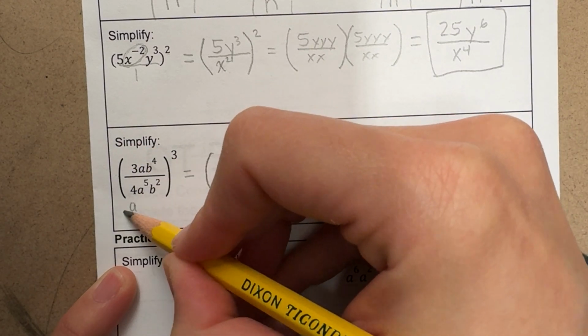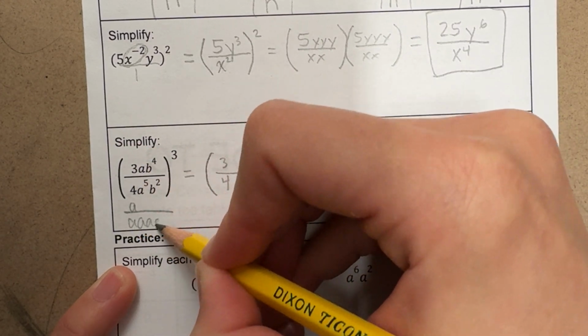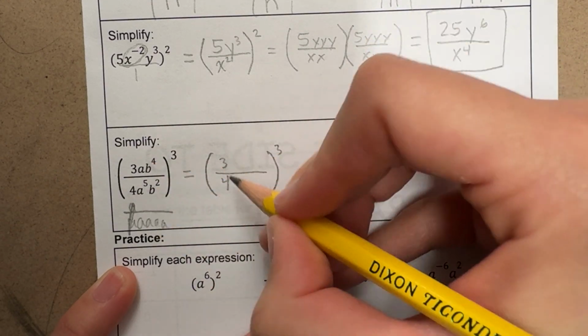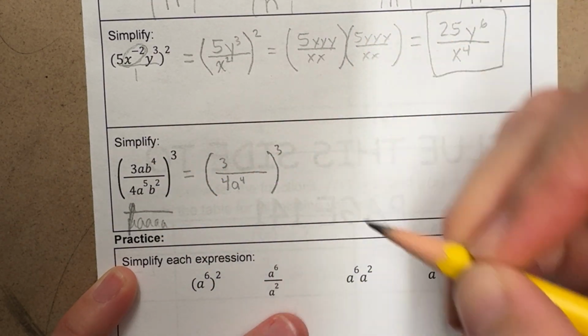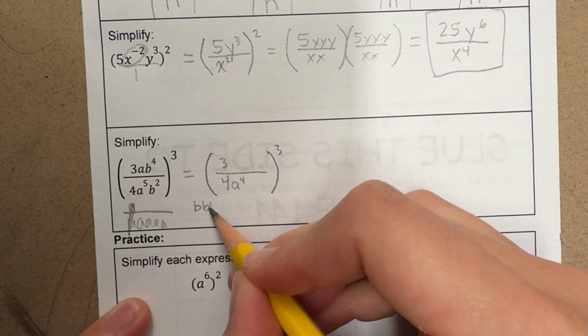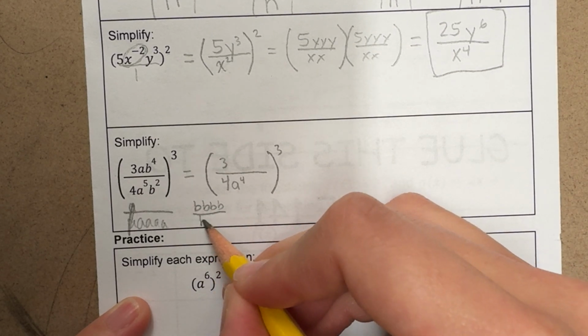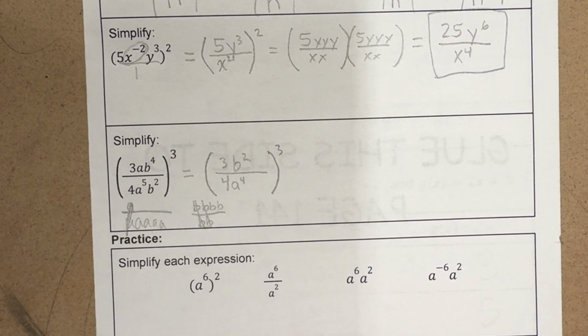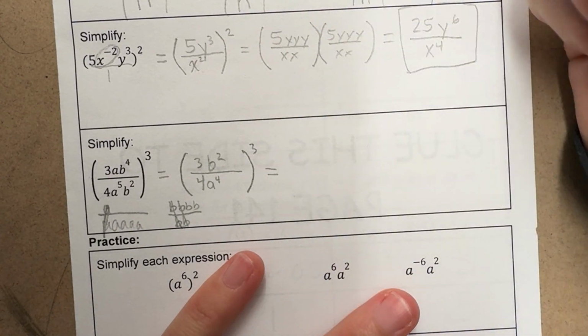Now here, this is a on the top and 5 a's on the bottom. What happens here? Well, 1 a cancels, so no a's left on the top, 4 a's on the bottom. For the b's, I have 4 b's on the top and 2 on the bottom. Cancels, I'm left with 2 b's on the top. Okay, and now this to the 3rd power.